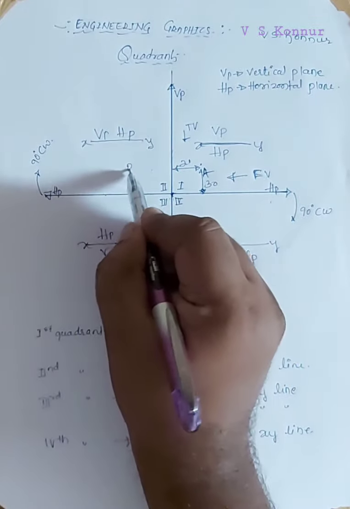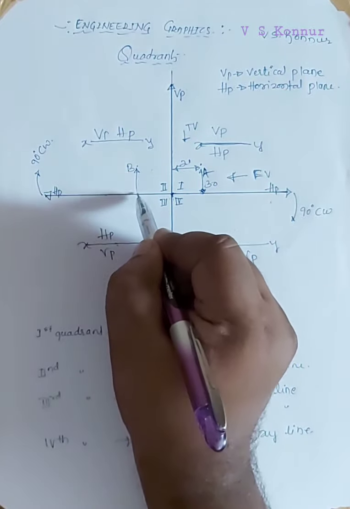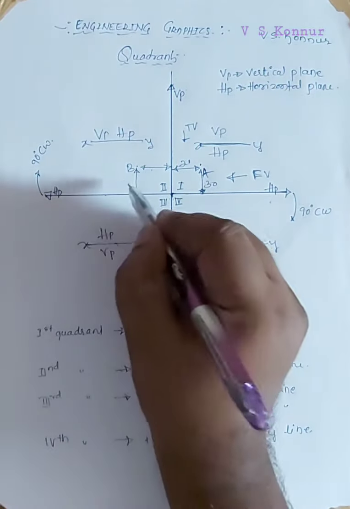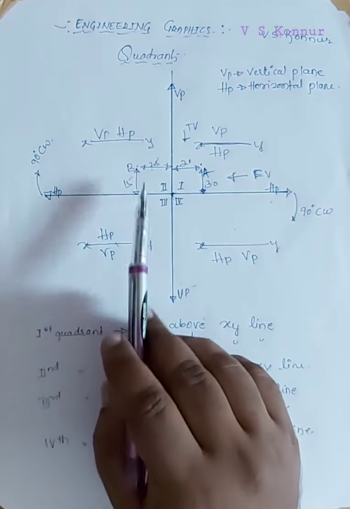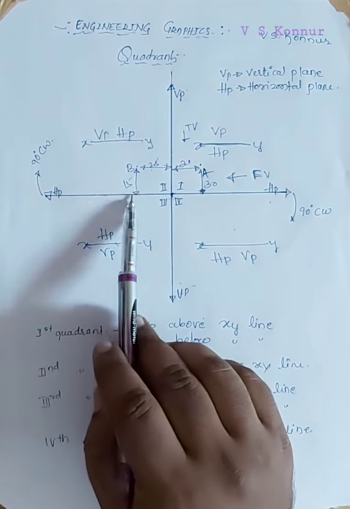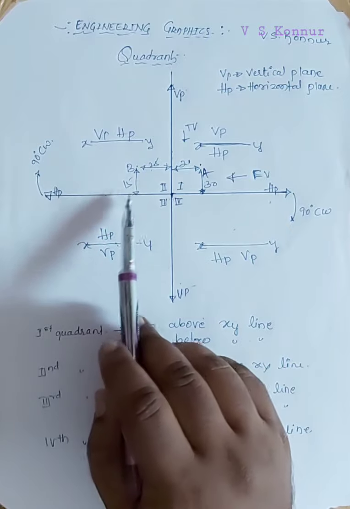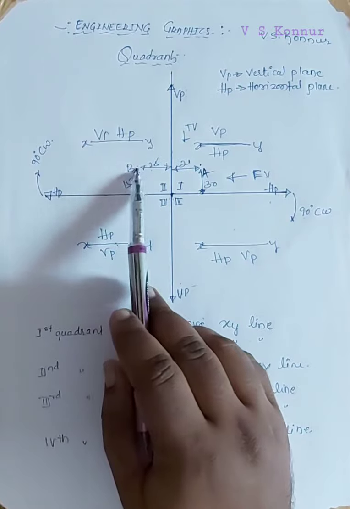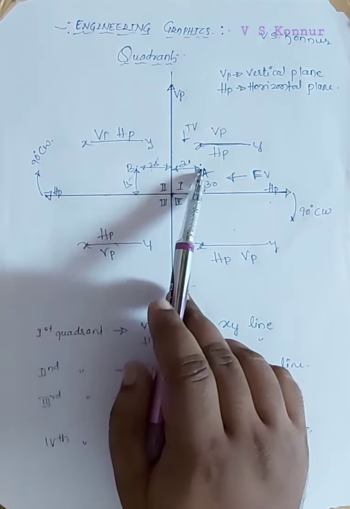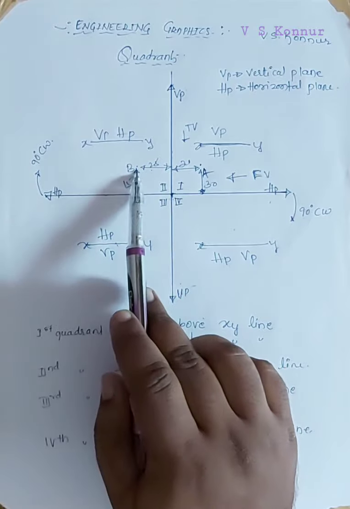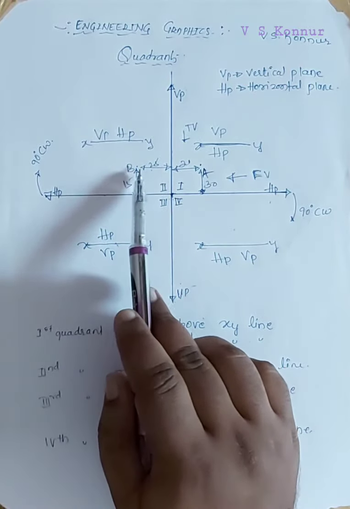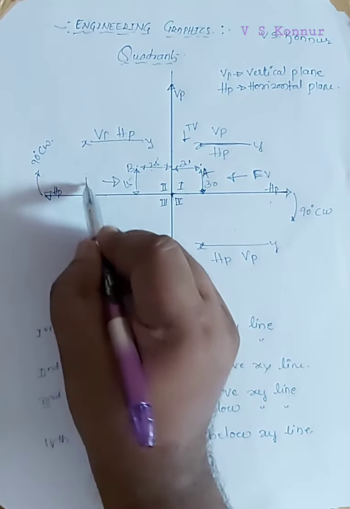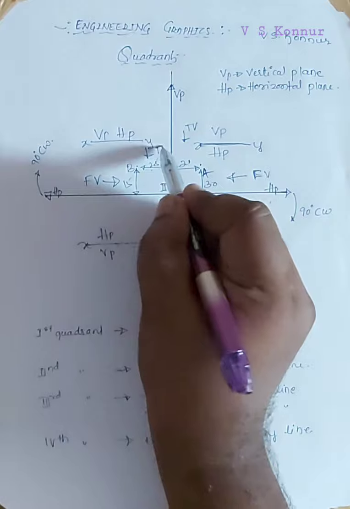In the second quadrant, I will explain point B. How to define it in the second quadrant? Point B is 15 mm above the horizontal plane, 25 mm behind the vertical plane. Because in the first quadrant it is in front of the vertical plane, in the second quadrant it becomes behind the vertical plane. This is called the front view and this is called the top view.